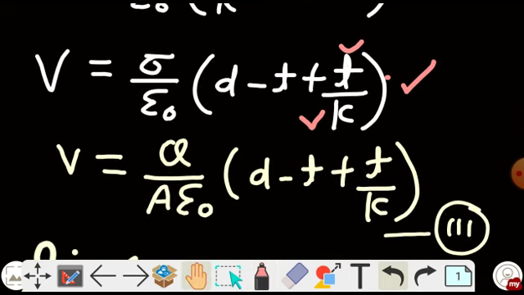Now put sigma here. We know that sigma is Q by A. So put the value of sigma, and we will get Q by A. Make this equation number 3. So this is the final expression for V. So we have obtained the potential drop between the plates of the parallel plate capacitor. Let's go to the last step.